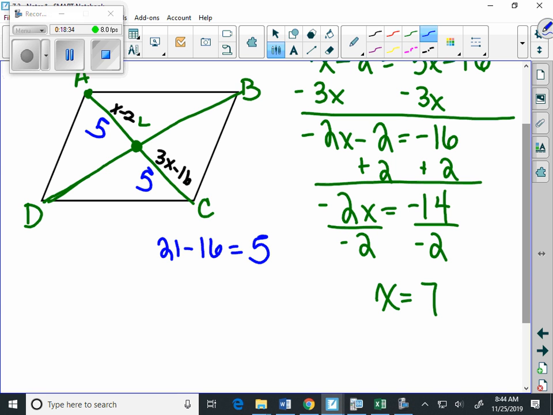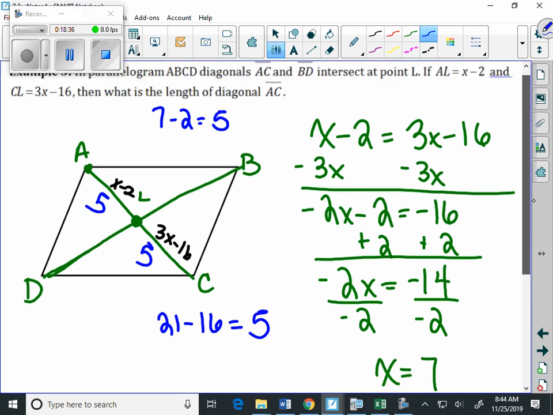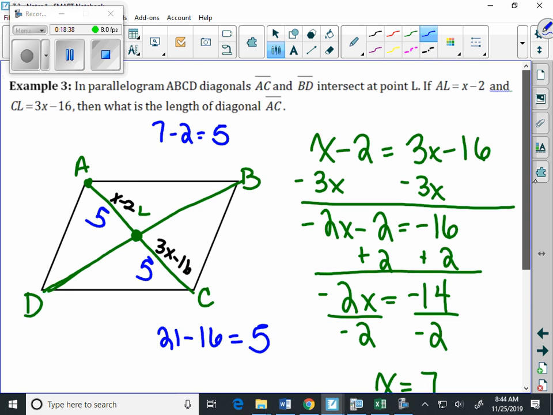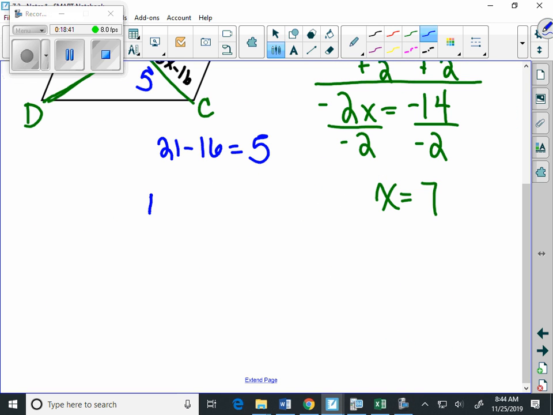And once we know those two values, again, what we want to know, one last time, is what is the length of diagonal AC? Well, it's 5 plus 5, which is 10.